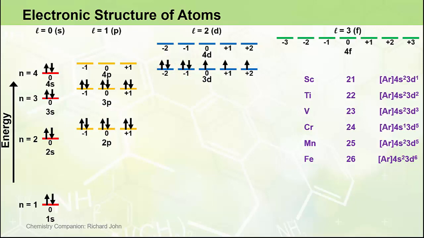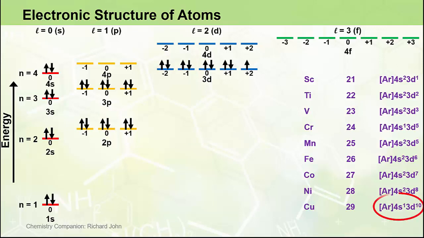Adding another electron, we get cobalt, number 27, with an electron configuration of the argon core 4s2 3d7. Adding another electron, we get to nickel, number 28, with the argon core 4s2 3d8. Now when we get to copper, number 29, according to the Aufbau principle, we would expect an electron configuration of the argon core 4s2 3d9. But the actual correct electron configuration that is most stable is the argon core 4s1 3d10.